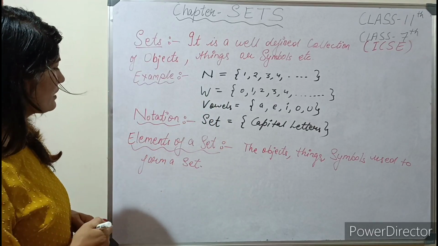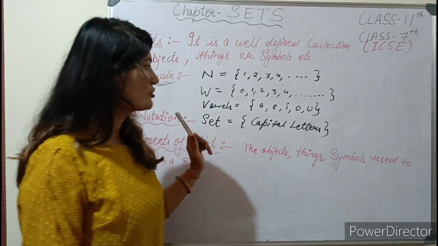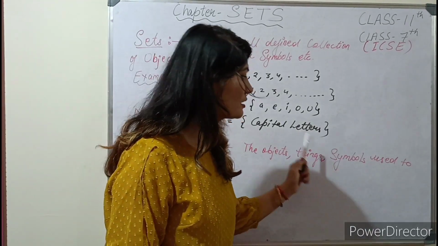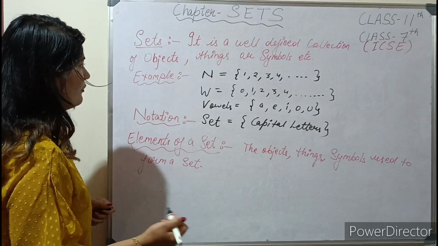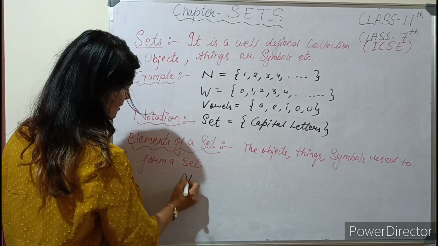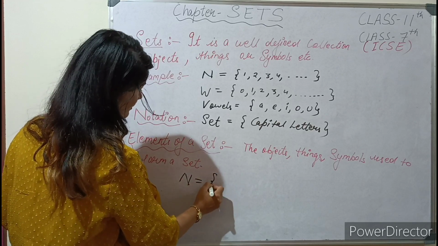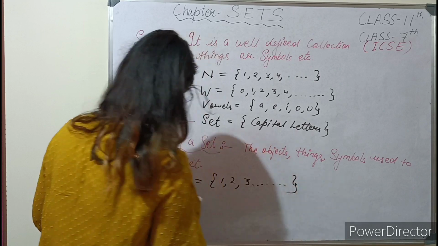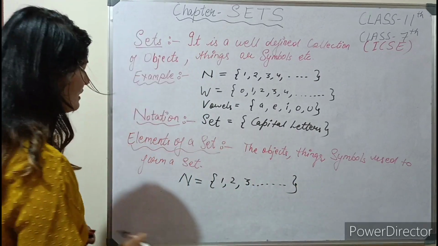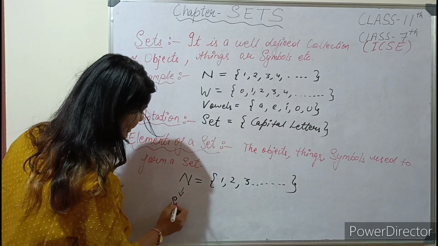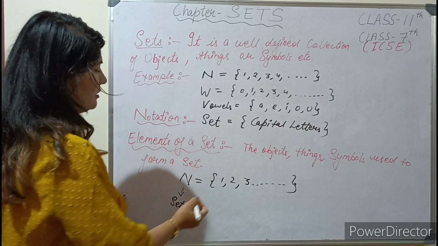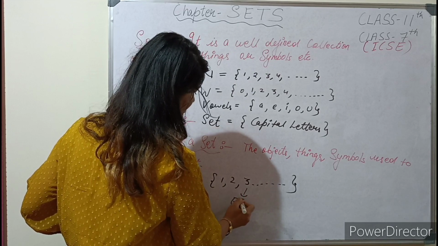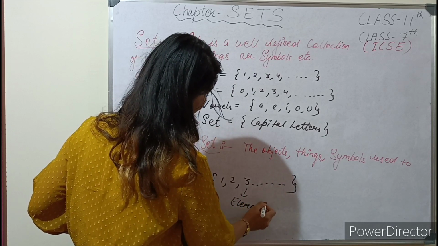Now the next topic is elements of a set. So what are known as elements of a set? The objects, things, symbols used to form a set. For example, if I write here natural numbers, so 1, 2, 3 and so on. Here in this case, this capital N is the set of natural numbers, and these numbers 1, 2, 3 and so on are the elements of the set.